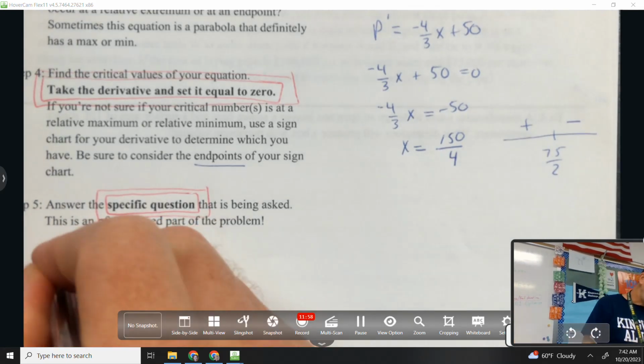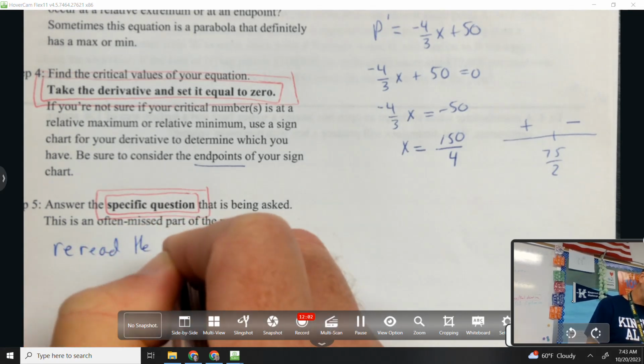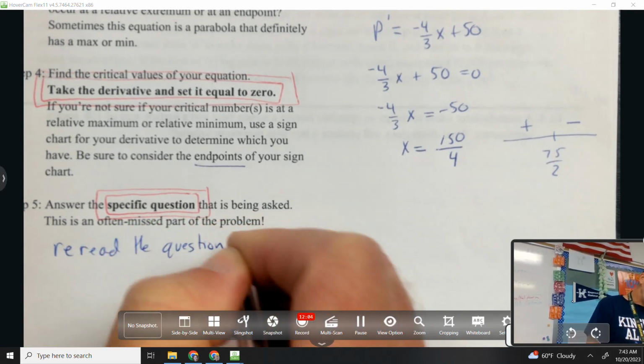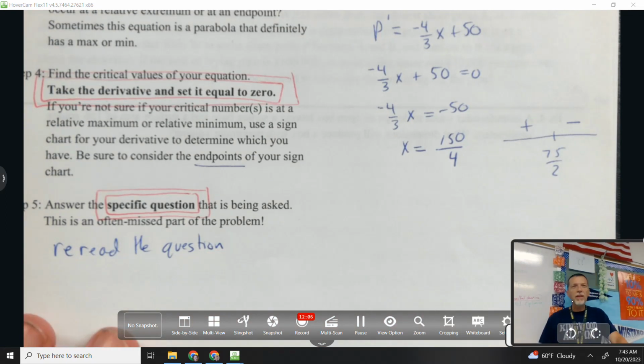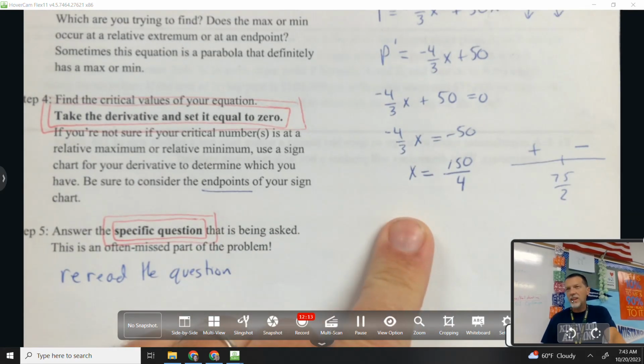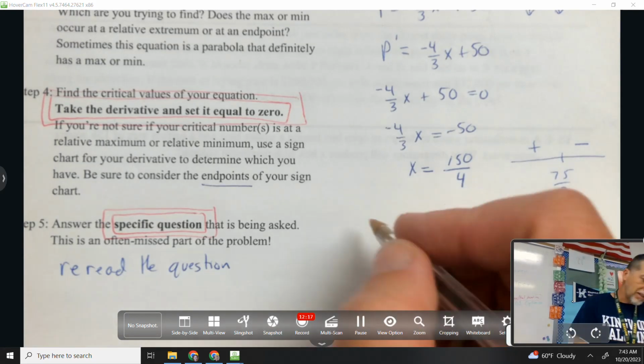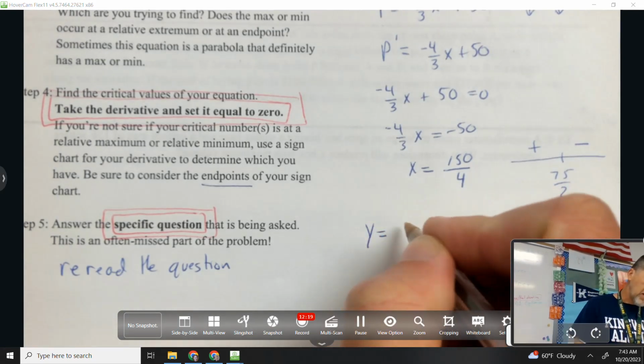Except, in fact, I would add this as a last step. Reread the question. Make sure you answer the right question. So find 2 positive numbers. Oh, we've only got one of them. So we're not done yet. We haven't done anything wrong. We've done a lot of good stuff. But we're not done yet until we say what y is.